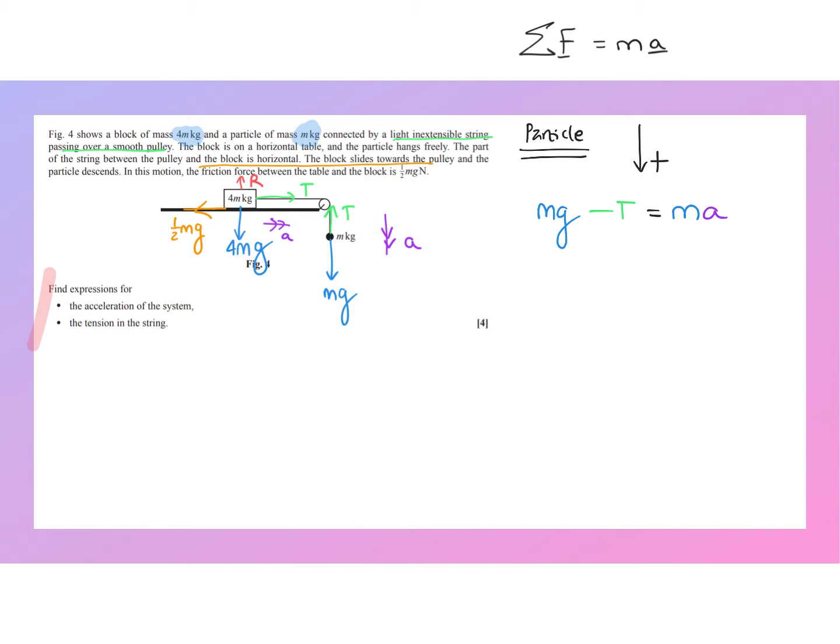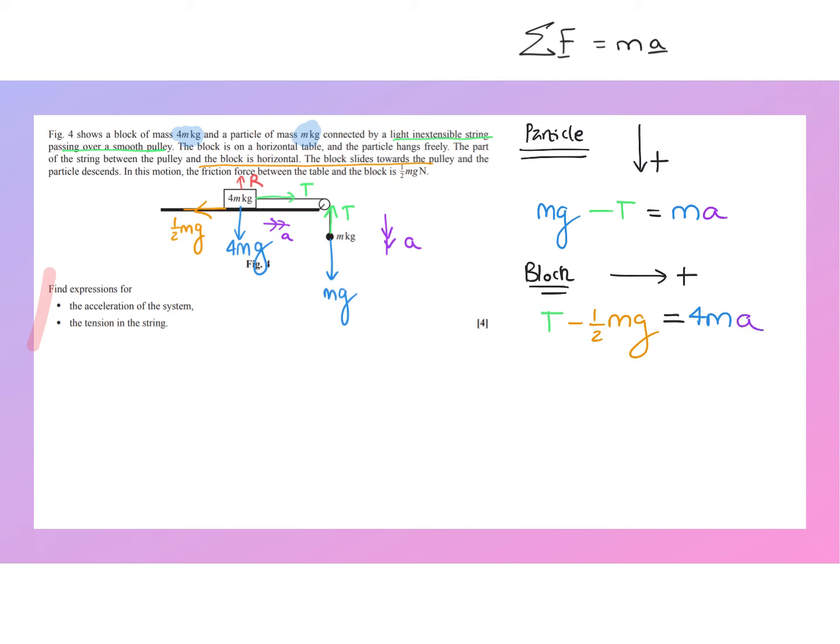Let's do the same for the block. The block is moving to the right, so we'll take going to the right as positive. So we have the tension, take away a half mg to give us the resultant force. Those are the only horizontal forces acting. Vertically, of course, the normal reaction and the weight would be balanced. And this is equal to the mass, which is 4m, multiplied by the acceleration, which is, of course, a.